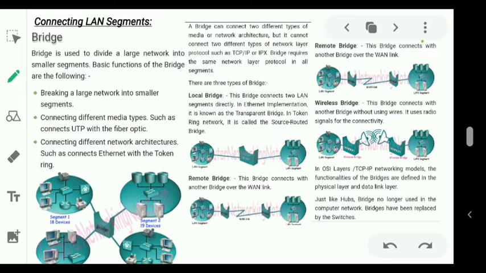In the OSI and TCP/IP network models, the functionality of the bridge is defined in the physical layer and the data link layer. We will discuss the OSI model and the TCP/IP protocol in the next chapter. At that point of time, you will understand what the link layer is, what the network layer is, all those. Bridges are no longer used in computer networks. Previously we were using bridges, now they have been replaced by switches.